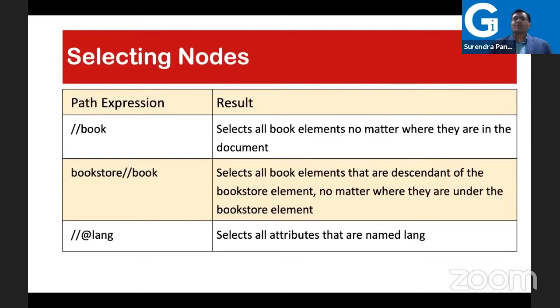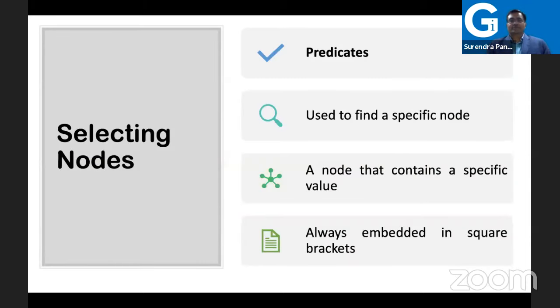Now, how do you access attributes? To access all the attributes that have a name like language, we say double slash @language. In this case, you can select all the attributes that are named language.